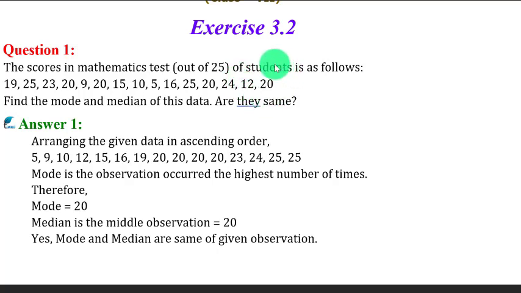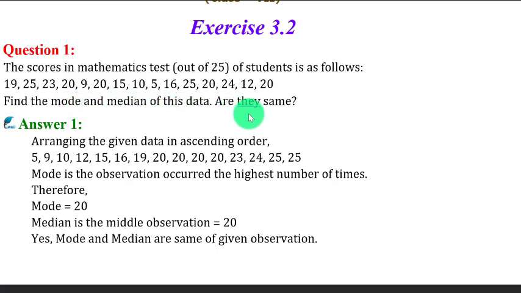Today's session we can solve exercise 3.2. So the first question is: the scores in a mathematics test out of 25 of students is as follows: 19. Here these marks are out of 25. So 25, 23, 20, 9, 20, 15, 10, 5, 16, 25, 20, 24, 12 and 20. Find the mode and median of this data.